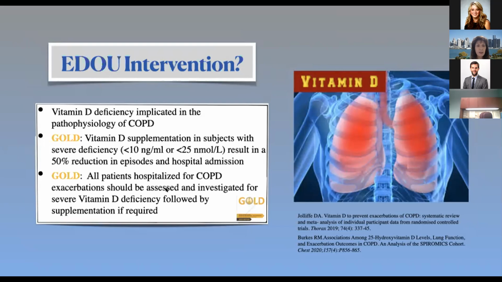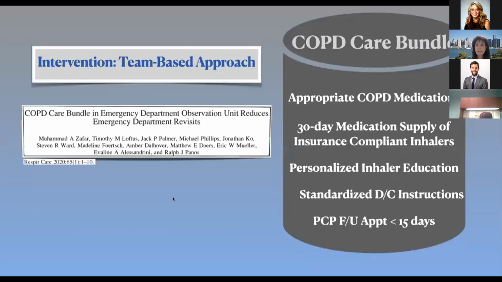And so GOLD actually now does recommend all patients hospitalized for COPD exacerbations to be assessed and investigated for severe deficiency. I actually asked my pulmonary colleagues, and they have been using this and have been measuring vitamin D levels to assess for severity. So I think this is a possible, easier intervention that you can use in the ED observation unit. Again, something that's totally doable, and really does depend, I guess, on how fast the vitamin D level comes back.